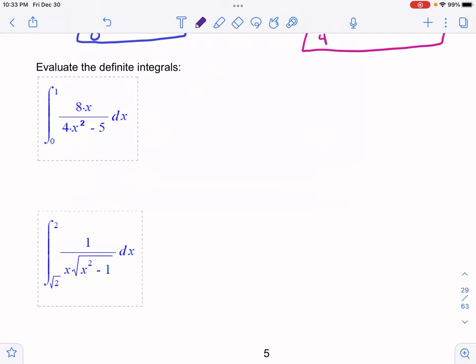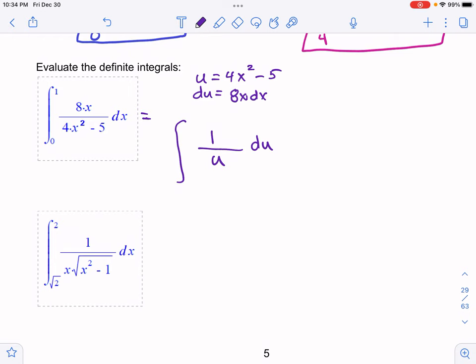So in this problem, I note that the denominator here is 4x squared minus 5, and the numerator is 8x. So I think I should let u be the denominator. So if u is 4x squared minus 5, then du becomes 8x dx. And that's a perfect substitution. So this integral is going to be, I'll leave off the limits of integration, 8x dx is now just du. So let's write that as 1 du, and the denominator now is just a u.